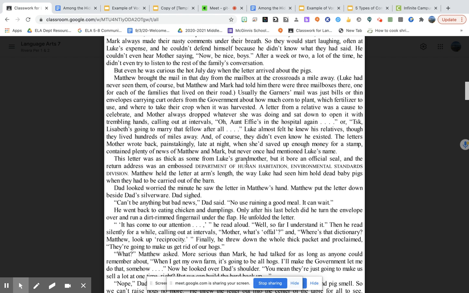The letter was as thick as some from Luke's grandmother, but it bore an official seal, and the return address was embossed Department of Human Habitation, Environmental Standards Division. Matthew held the letter at arm's length, the way Luke had seen him hold dead baby pigs when they had carried it out to be buried.